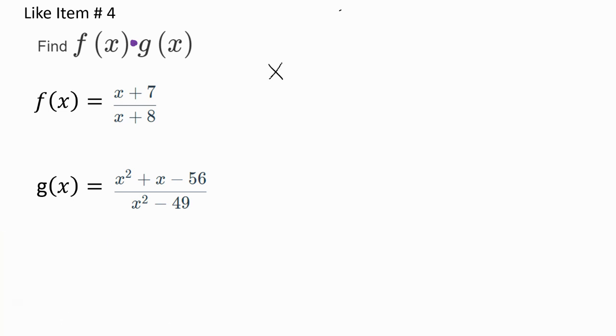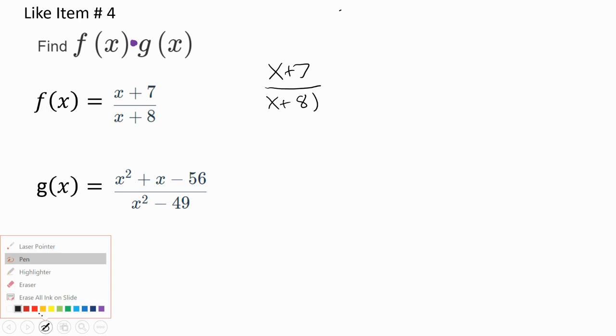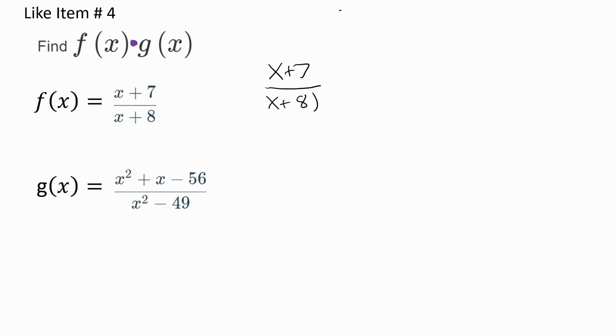So it's going to be x plus 7 divided by x plus 8. And then since we're multiplying, I'm going to go ahead and put a dot. Oops, I don't know why I have that parentheses there. And we're going to just put a little dot here because we're going to multiply.